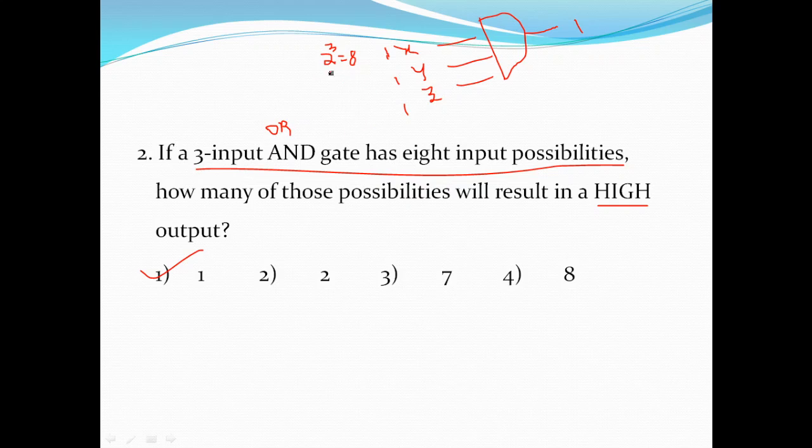For example, if the same question is given for an OR gate, then for x, y, z we have 0 0 0 as the initial input. In all the remaining cases, if any one of the inputs is 1, then the output is 1. So for an OR gate we get 7. Okay, so this is for the OR gate and this is for the AND gate.